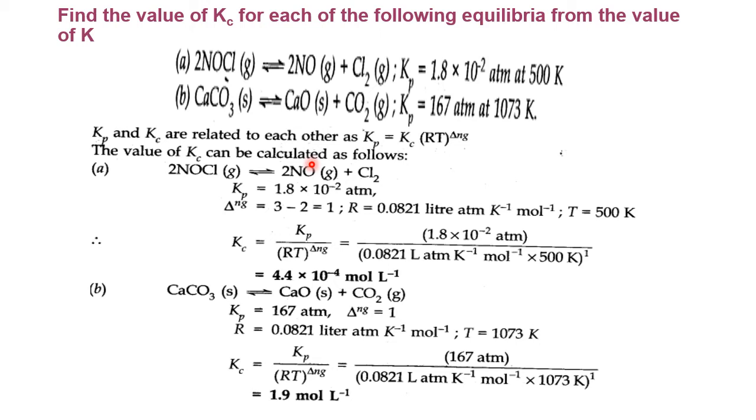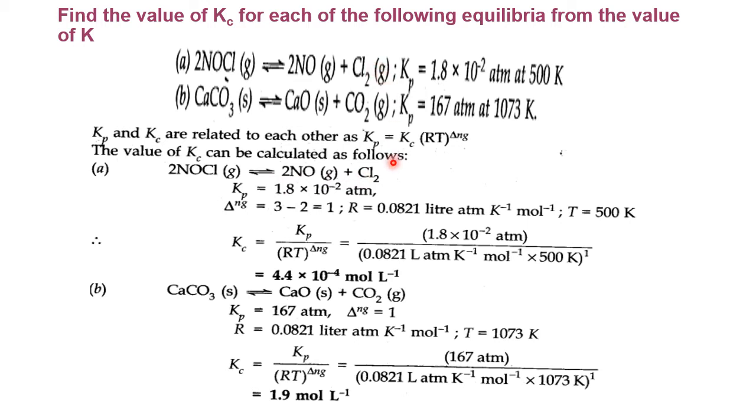Now for this, we have to use the relation between Kc and Kp. Kp equals Kc into RT to the power delta n. Delta n is the difference in the number of moles of product and the reactant. Now let us take this equation: 2NOCl in equilibrium with 2NO and Cl2. For this, what is the Kp value given? What is delta n? How many gaseous molecules of product are there?